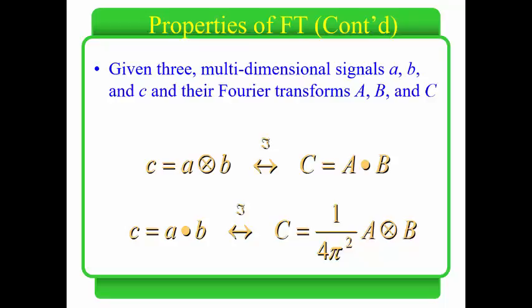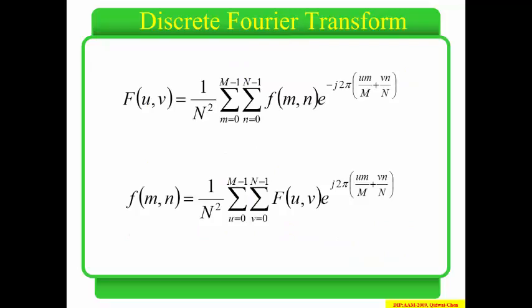So here we can say that C in the spatial domain, if it is equal to A convolution B, this corresponds in the frequency domain to the Fourier transform of C being equal to the Fourier transform of A multiplied by the Fourier transform of B. Okay? Also, we have the vice versa. If I have a multiplication in the spatial domain, this can be interpreted as a convolution in the frequency domain.